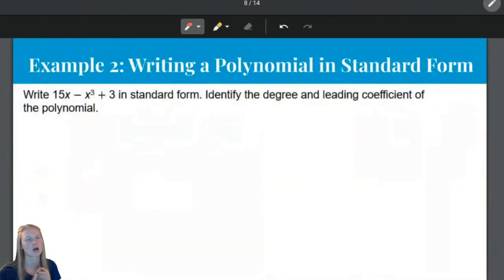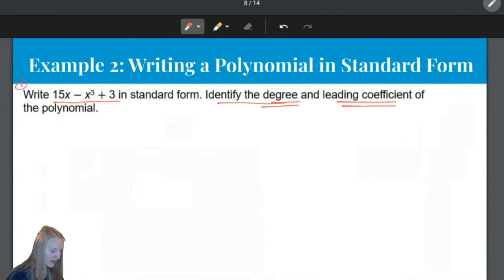I told you that we were going to talk more about degrees, more about polynomials in standard form. We're going to do that. So here we are asked to write 15x minus x cubed plus 3 in standard form. And then we will identify the degree and leading coefficient of the polynomial. So first, let's write it in standard form, then let's identify the degree, and then let's identify the leading coefficient. So we can split problems up into more manageable chunks.